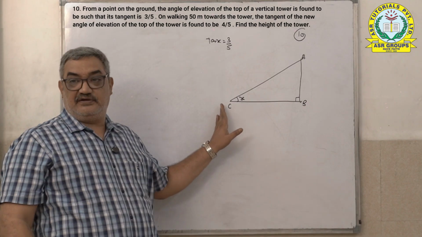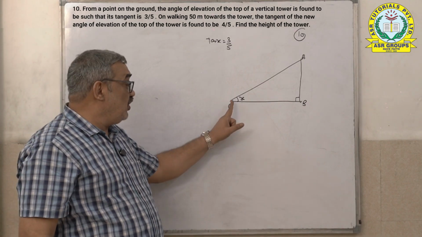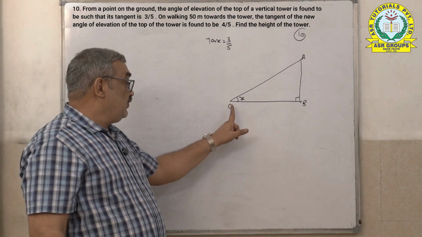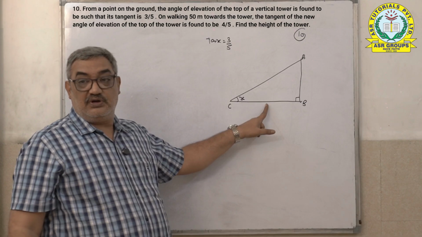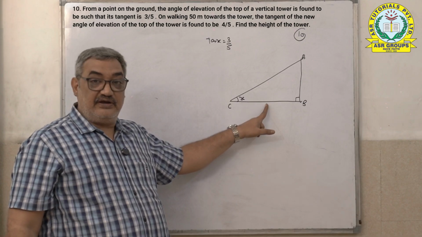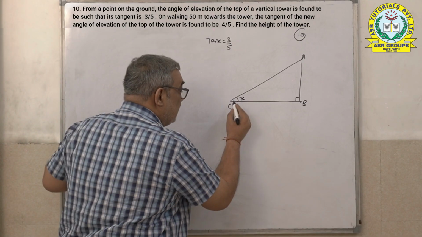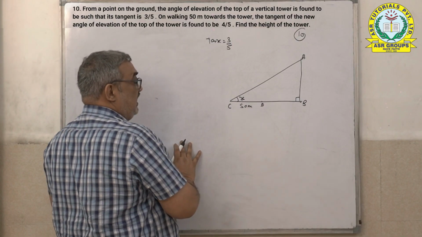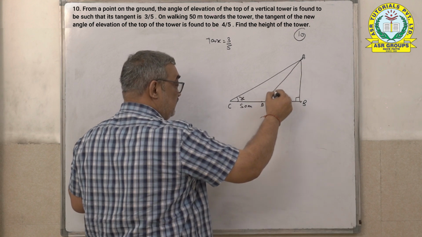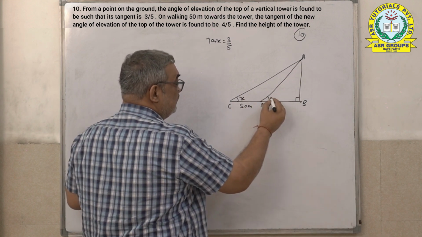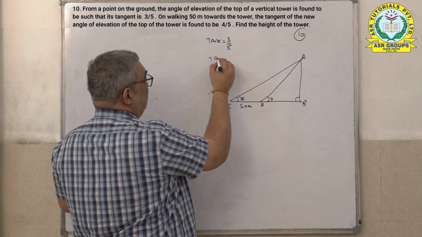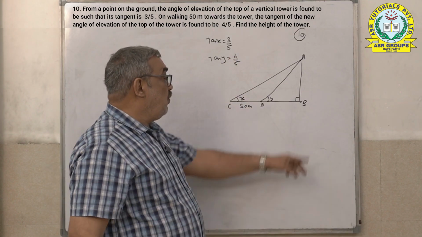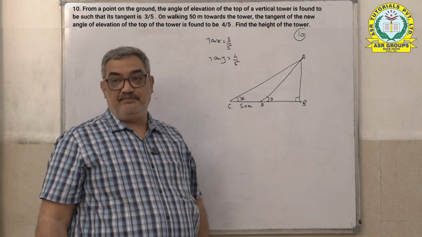Suppose a boy is here, right? He could not see clearly, so he'll move closer to the tower. He'll move from here, come here. This is 50 meter. And again he sees. This angle is y, and tan y is 4 upon 5. Find what is the height of the tower.